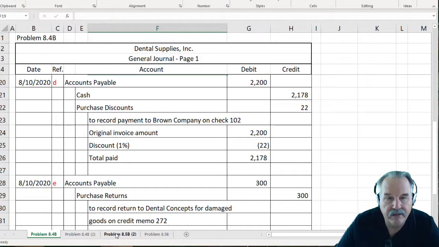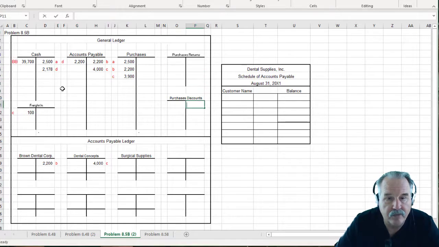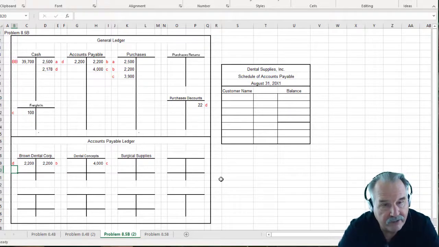So we will debit accounts payable to get rid of it, $2,200. We're going to credit cash for $2,178, and we're going to credit purchase discounts for the $22 that we took. And we will also put that debit into Brown Dental Corp accounts payable ledger because we wiped it out.